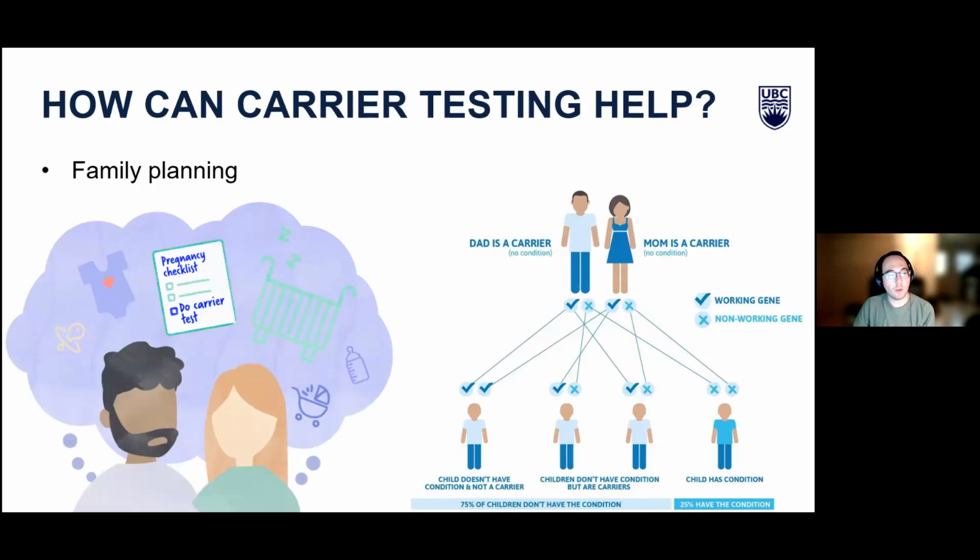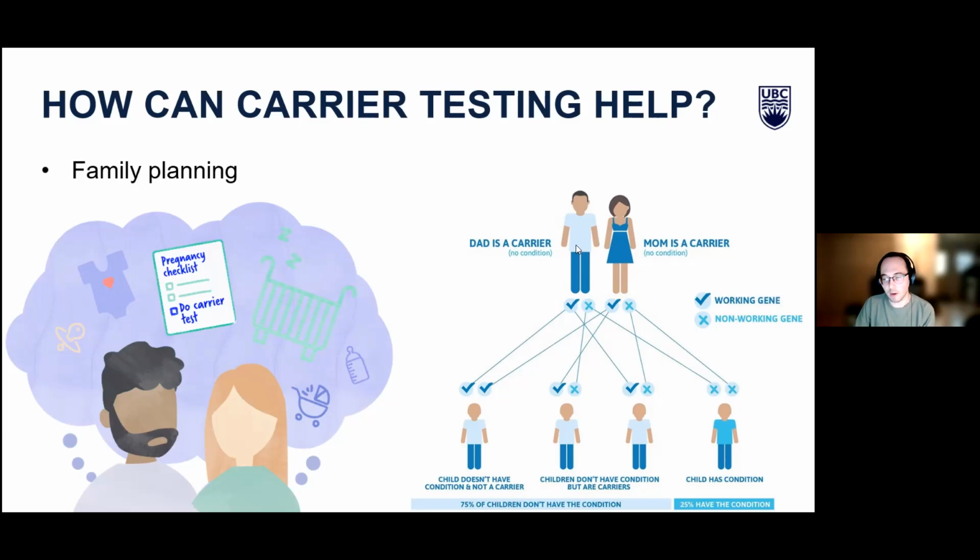And why would we do this? Well, the main reason is for family planning. So as I mentioned before, someone who is a carrier doesn't have the disease, but they carry it and they could pass it on. So if you know you're part of, say, you're Ashkenazi Jewish, and you know that you have this higher risk of carrying the mutation for Tay-Sachs disease, and you're wanting to have a child with your partner, and you're wanting to know, is there a risk that I could be passing this on to a child and potentially have a child with Tay-Sachs disease, then you may conduct carrier testing for yourself and then maybe for your partner as well.